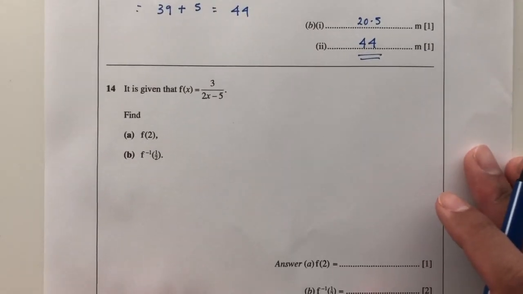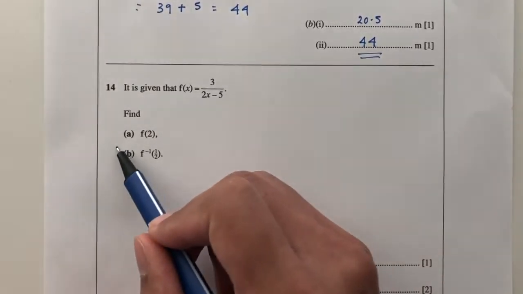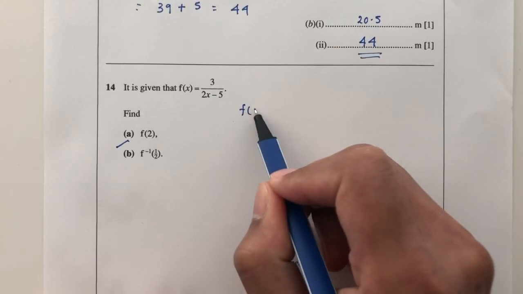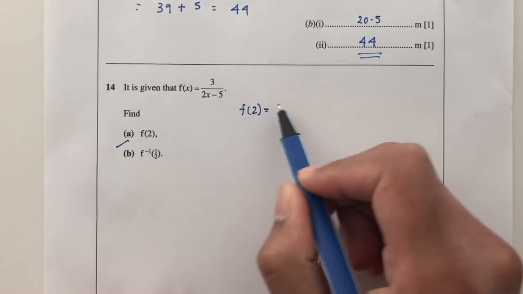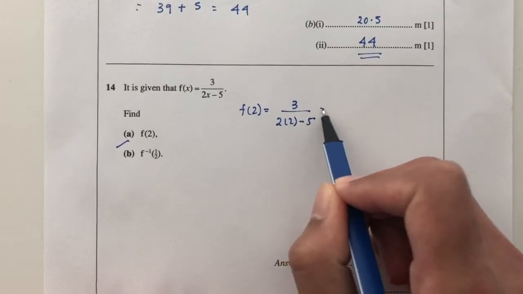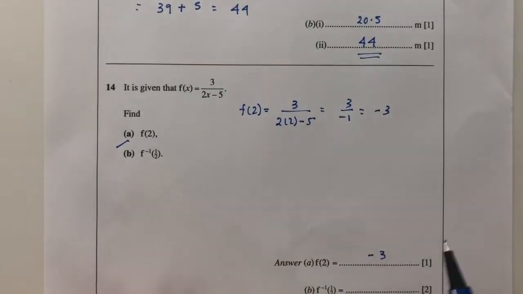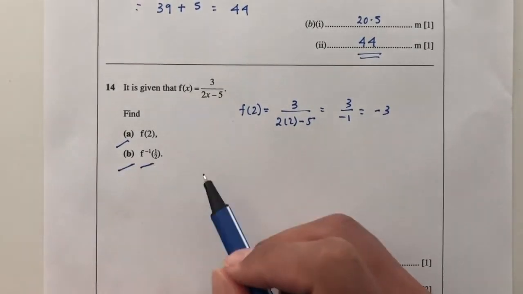Now question number 14. It is given that f of x equals this function. Part A, find f of 2. Pretty easy. For f of 2, we have to replace the value of x by 2. So that will be 2 minus 5, that will be 3 over minus 1. It will be minus 3. Now part B, find f inverse of half.